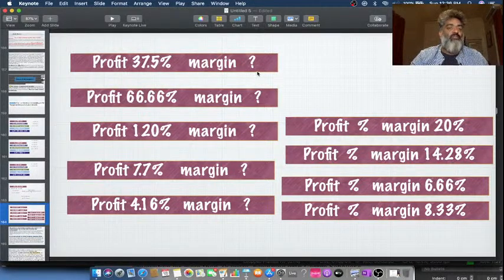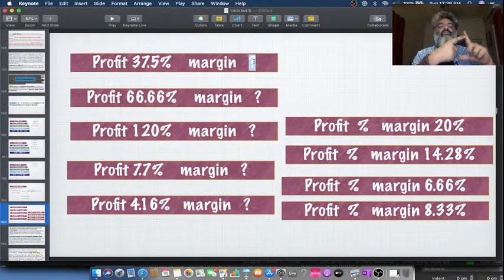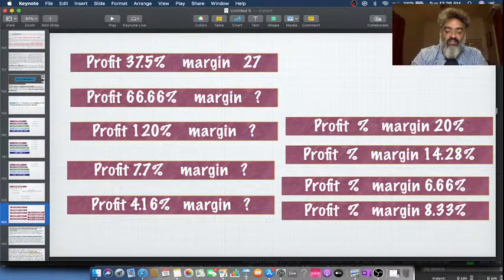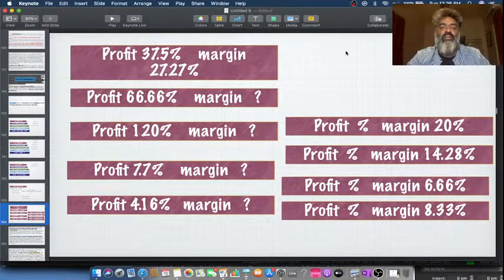So let's go one by one. I think this we already figured out. Profit was 37.5, means 3 by 8. 8 is CP, 3 is profit, 8 plus 3, 11 is the selling, 3 by 11, 27.27. Knowledge is a rumor till it lives in the body.